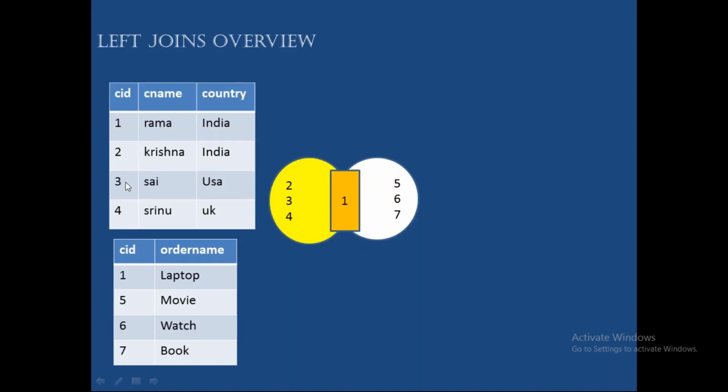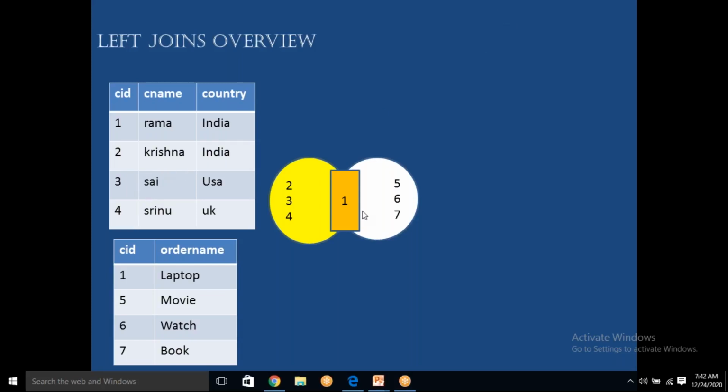Understood? How many of you understood? I will get 2, 3, 4. Is it correct or not? How many people can say it is correct? Yes, Malaya, when order name is null, I will get 2, 3, 4. Correct. So we will get 2, 3, 4.